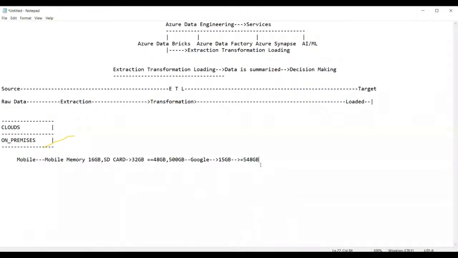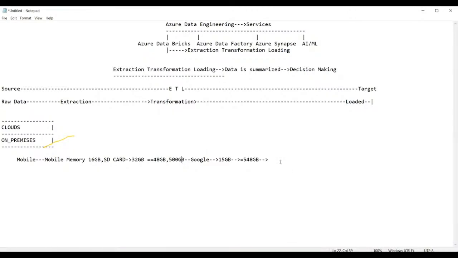Now, one fine day, I lost my mobile phone, guys. That is my query. When I lose my mobile phone, I cannot trace it. So I bought a new mobile phone. Now, once you have bought a new mobile phone, guys, please tell me, can you recollect this 48 GB? Can you recollect this 500 GB memory or not? 500 GB is possible. 48 GB is not possible.